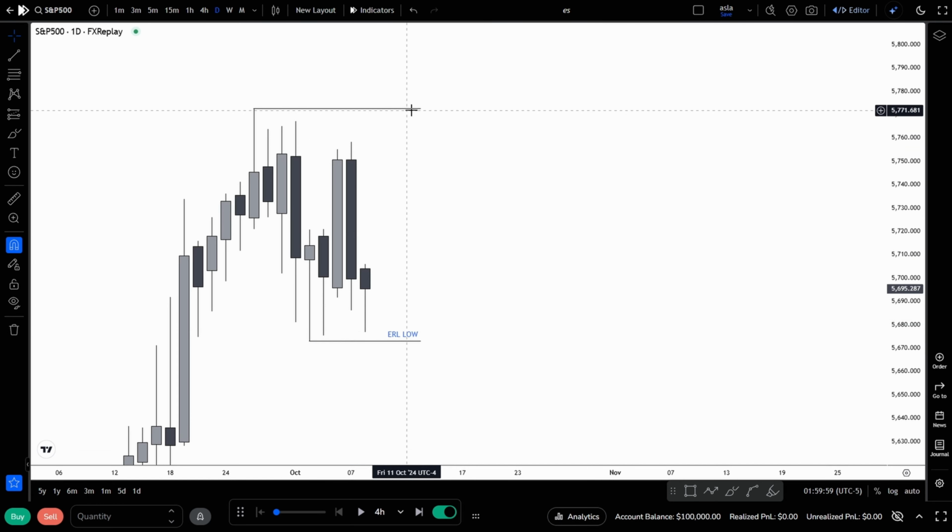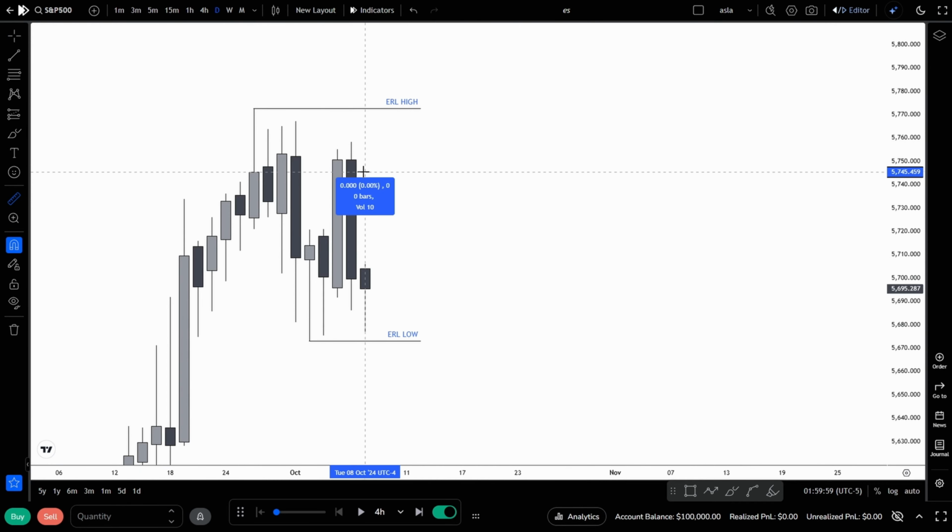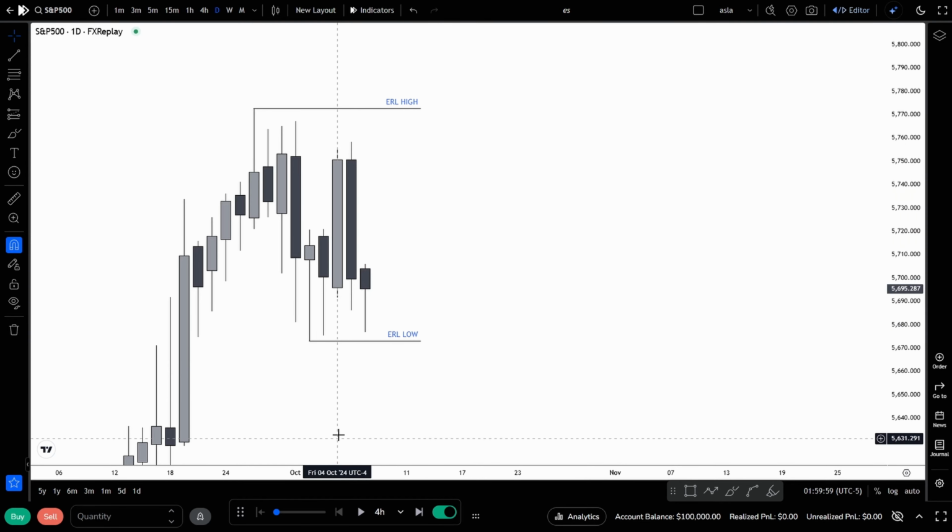The first scenario is a manipulation of one side of the external range. If price sweeps one side of the range and then confirms a reversal, that sweep becomes the point of reversal. From there, I can look to trade expansion toward the opposite side of the range. And along that move, I can begin framing continuation entries.